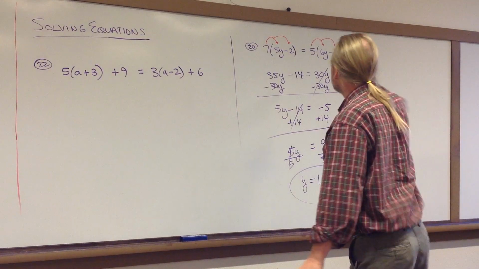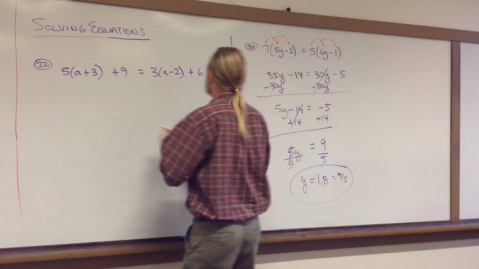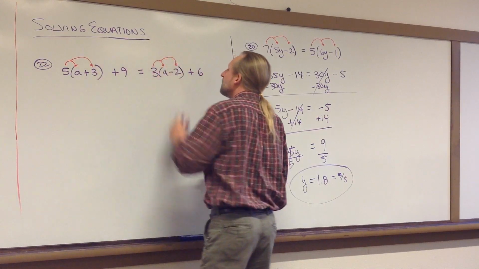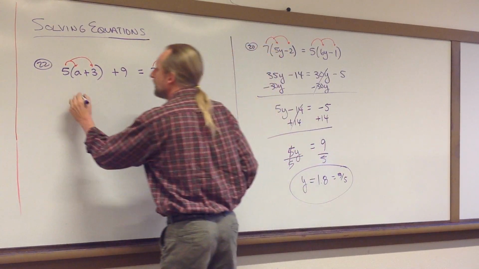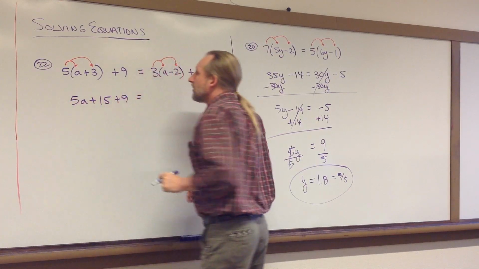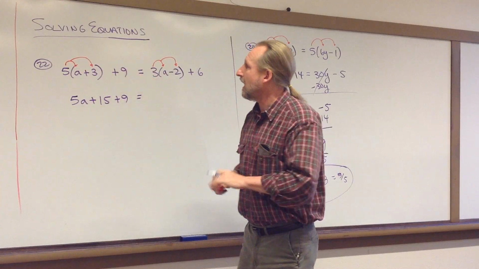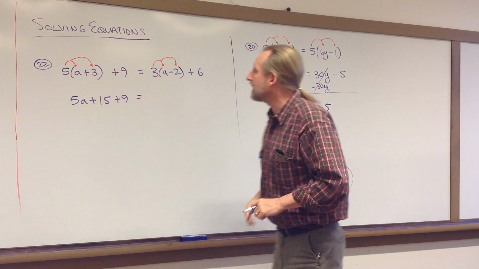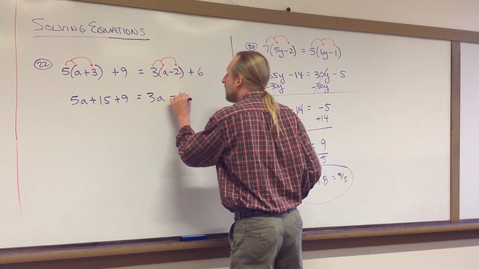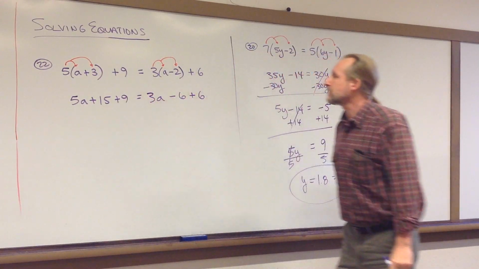Okay, so we're going to start out the same way as I did in problem 20. I'm going to distribute into the parentheses. And so this will be 5a plus 15 plus 9. Notice I didn't multiply the 5 times 9 because the 9 is not inside the parentheses. Same thing's going to happen over here. This will be 3a minus 6 plus 6.